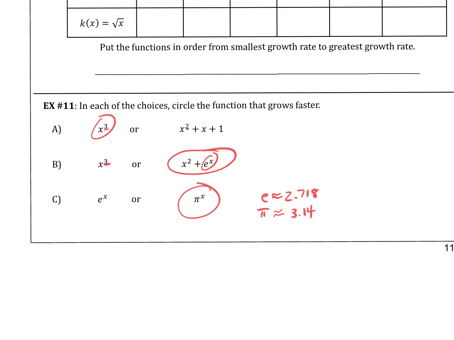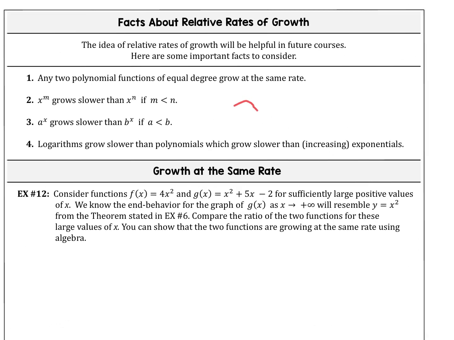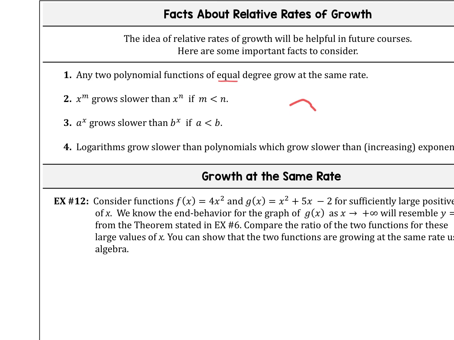All right. We've got a couple minutes left. Let's wrap this up. The very last thing we need to talk about is this. Here it says, facts about relative rates of growth. Any two polynomials of equal degree grow at equal rates, don't they? Equal degree, equal rates.